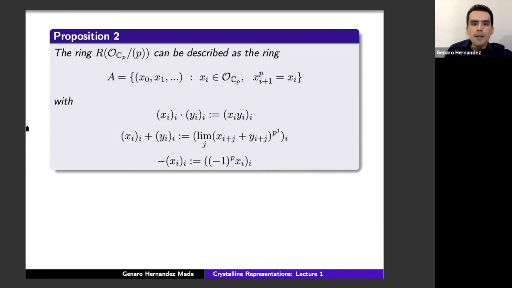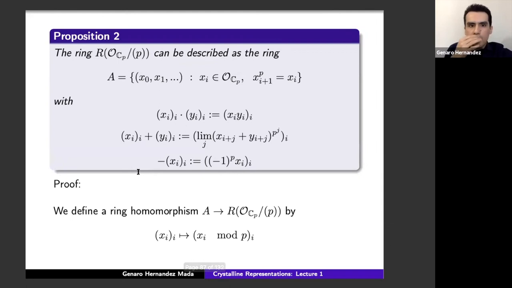So here, if you see, this looks complicated, but we will see in the proof of the proposition that this is actually exactly what we need. But it looks weird because you want to define the ith term of the sequence. And for that, you take a limit over j of this, and this is raised to the power p^j. So it might look weird, but it's not, okay?